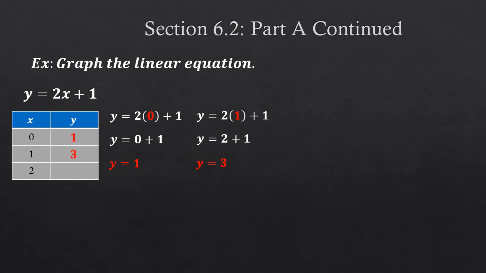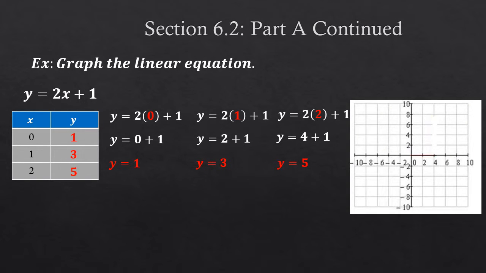And finally, we have x equals 2. So y equals 2 times 2 plus 1. Y equals 4 plus 1. Y equals 5. So the missing half of the third point is 5. We've completed the table. Now we are being asked to graph these points.